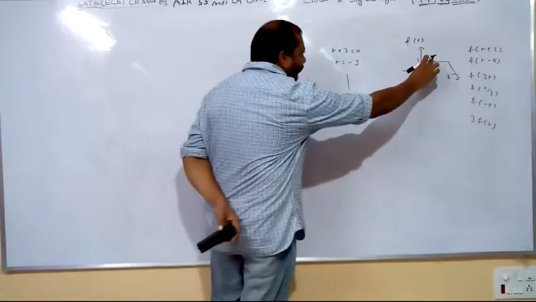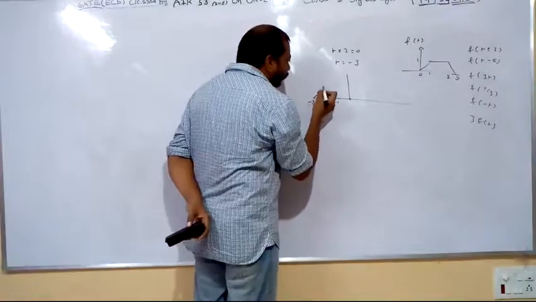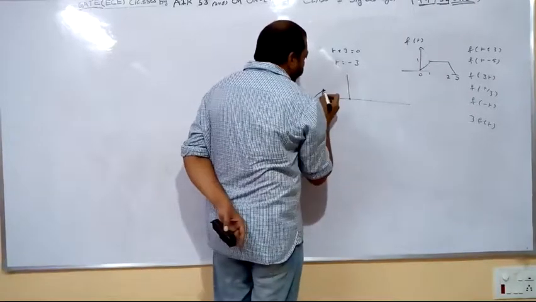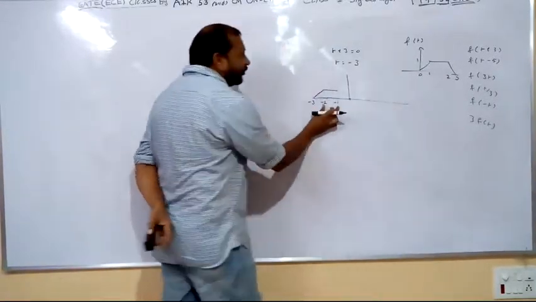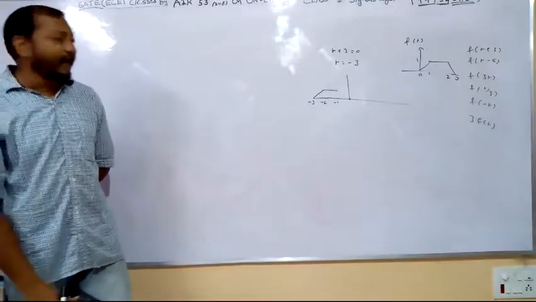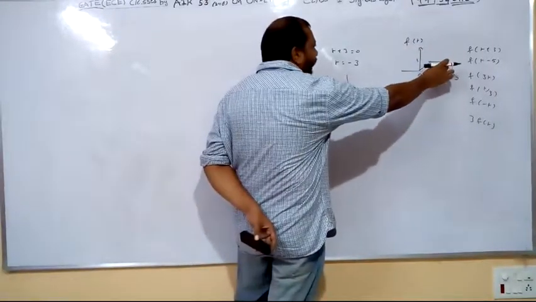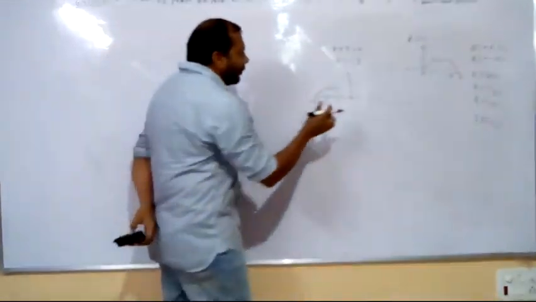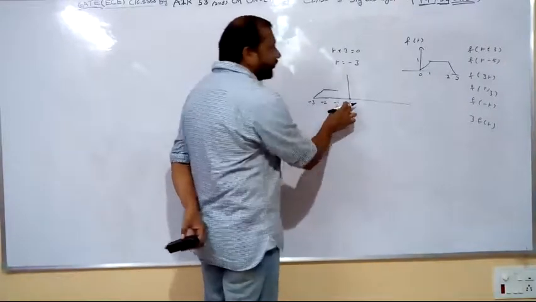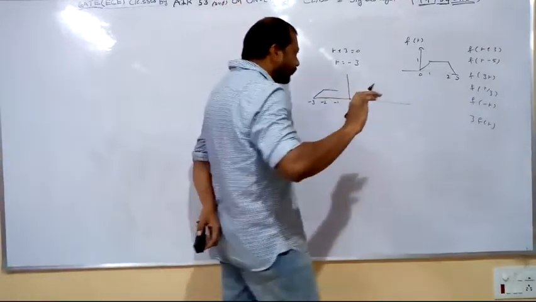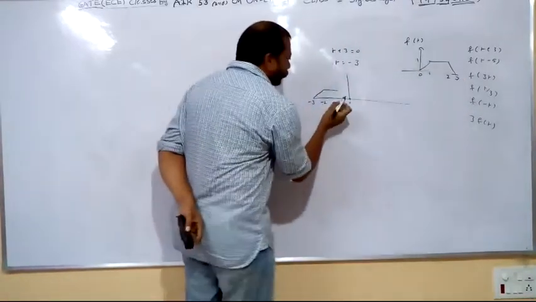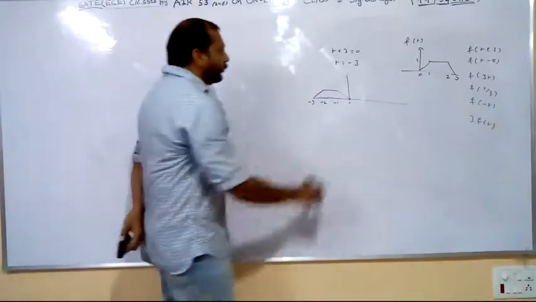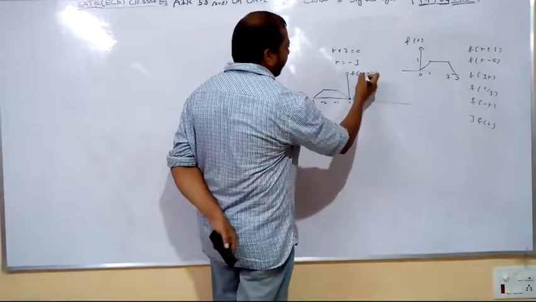Correspondingly, the shape of the signal from 0 to 1 is drawn from minus 3 to minus 2. The shape from 1 to 2 is drawn from minus 2 to minus 1, and the shape from 2 to 3 is drawn from minus 1 to 0. Whatever the shape of the signal for the old instances, the corresponding shape has to be redrawn in the new instances of time. That is the total signal for f of t plus 3. This is simple, no problem.